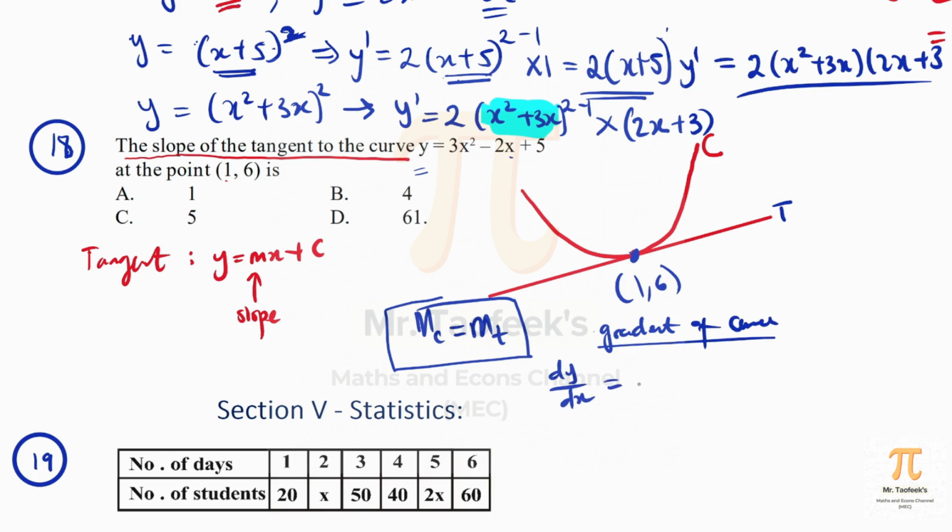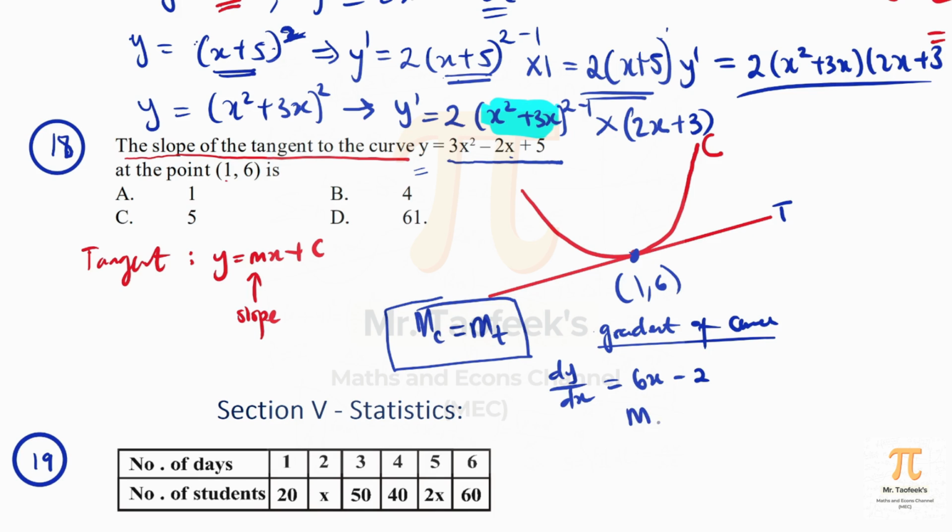So when you differentiate this function, we have 6x take away 2. The function is y equals 3x squared minus 2x plus 5. So we differentiate by multiplying by the power, giving 6x, and taking away 1 from the power, then take away the differentiation of 2x. Whenever you have an x attached to a number, if you want to differentiate, just remove the x and leave the number. So 6x minus 2. This is the gradient of the curve.